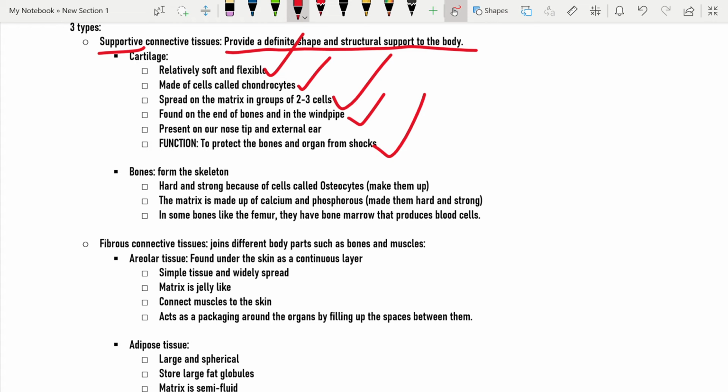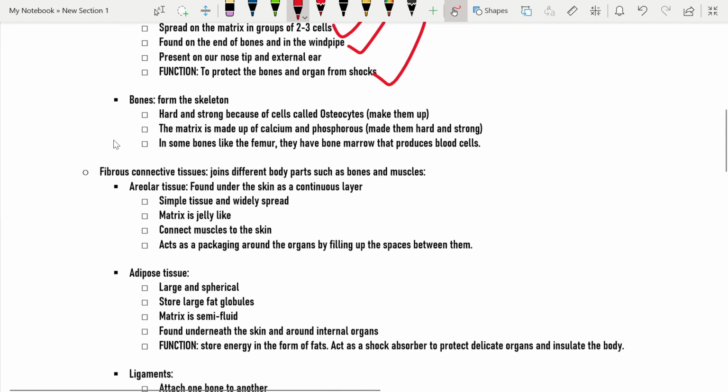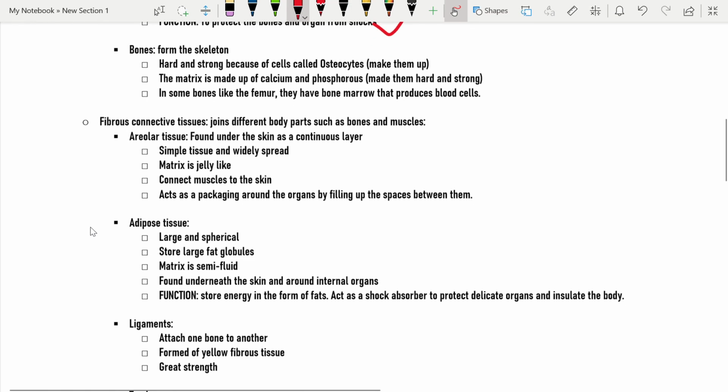Alright, so that's what supportive connective tissues are. Let's move on to fibrous connective tissues. Now they join different parts of the body such as bones and muscles. The first one is areolar tissue. As the name suggests, areolar, it might be like air. It might be as simple as air. You know, air is nice and simple. Even though it's complex on the inside, it appears very simple from outside. Same with areolar. Inside, it's made of cells, which are already complex in themselves. So that's what the name suggests.